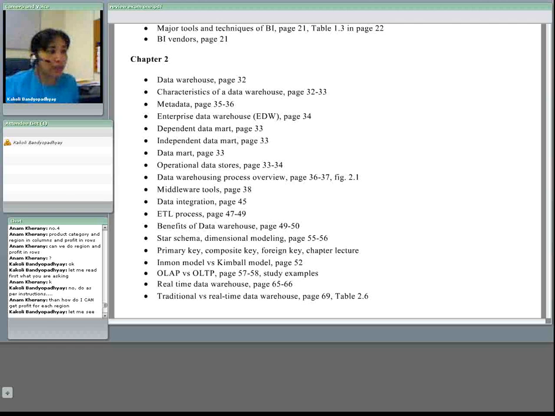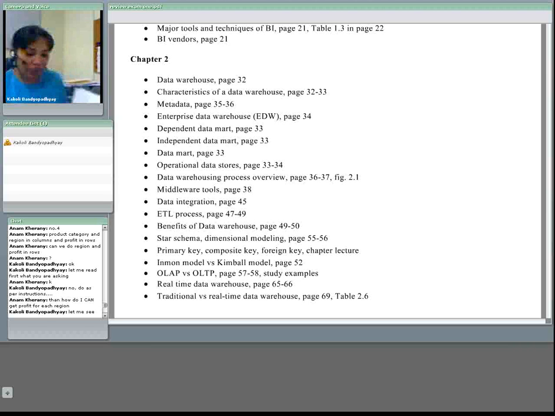Composite key is when more than one column is required to uniquely identify a row of a table. Foreign key is three things. Remember, when the primary key of one table shows up in another table, it becomes a foreign key in that table. Foreign keys are used for joining tables, and foreign key always appears on the many side of the relationship.